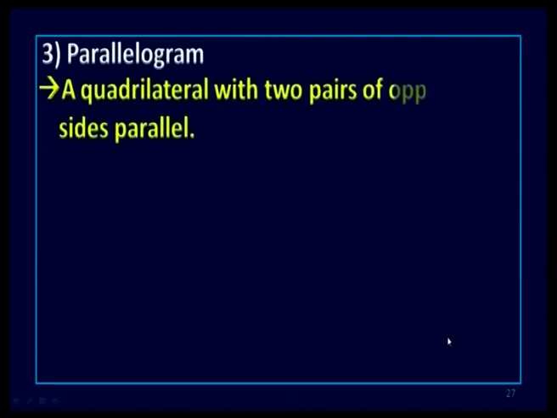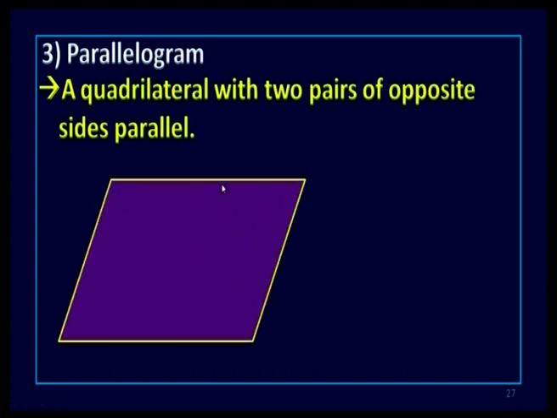Now let us understand what is a parallelogram. A quadrilateral with two pairs of opposite sides parallel. Children, here I am taking a parallelogram. Are you observing the highlighted sides here? Yes, these two are parallel to each other and these two opposite sides are also parallel to each other. Children, in a trapezium, we will have one pair of opposite sides parallel, but in a parallelogram, two pairs of opposite sides are parallel to each other.